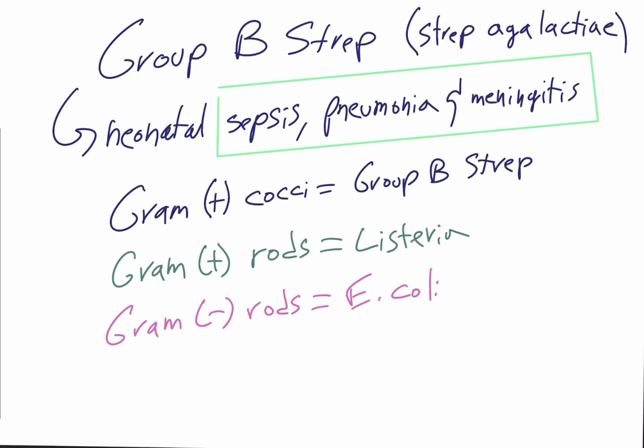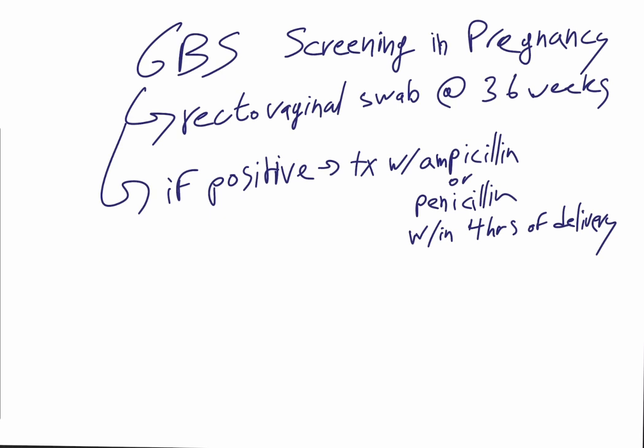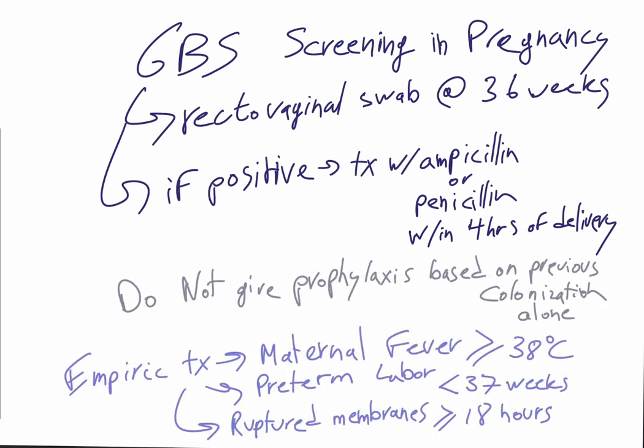For group B strep screening during pregnancy, this is done with a rectovaginal swab at 36 weeks. If it's positive, you give ampicillin or penicillin within 4 hours of delivery. And you do not, I repeat, you do not give prophylaxis based on previous colonization alone. Indications for empiric prophylaxis without current test results are if the mother has a fever of over 38 degrees Celsius, if preterm labor ensues under 37 weeks, or if the mother had ruptured membranes that have exceeded 18 hours.